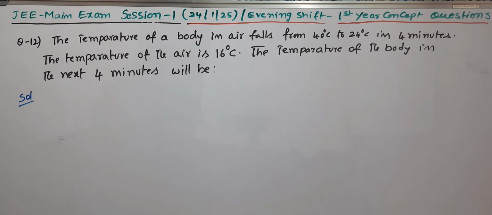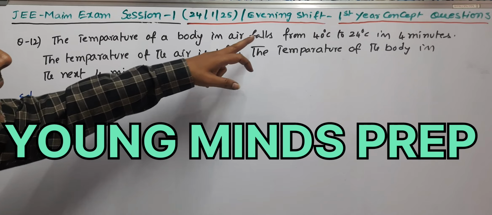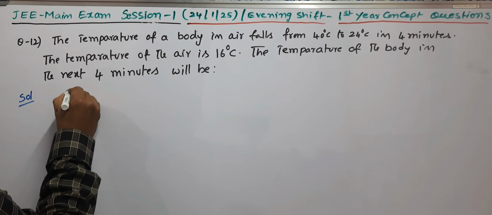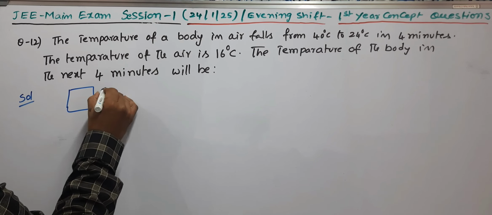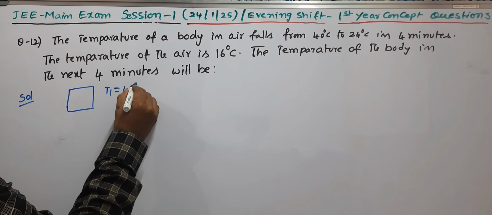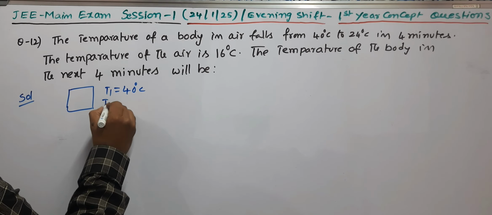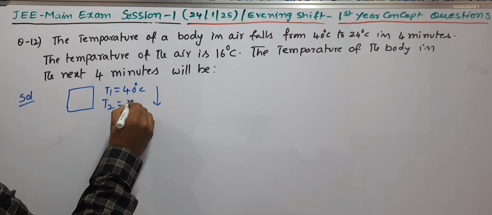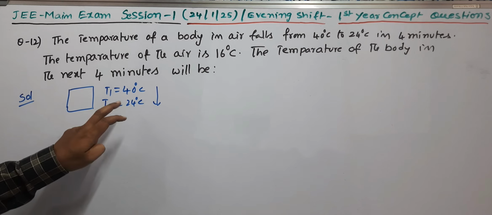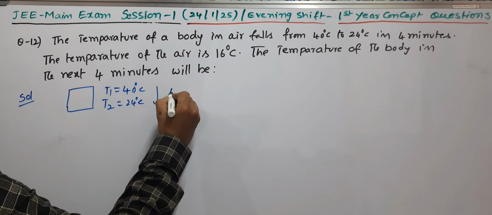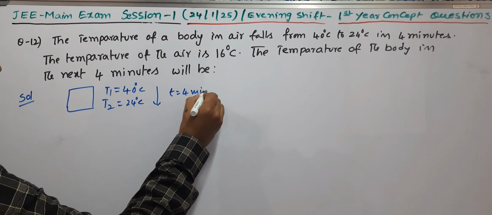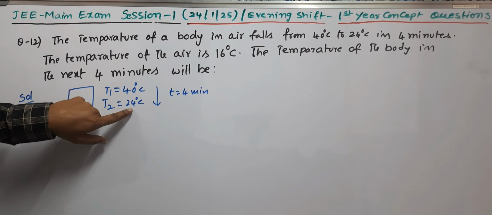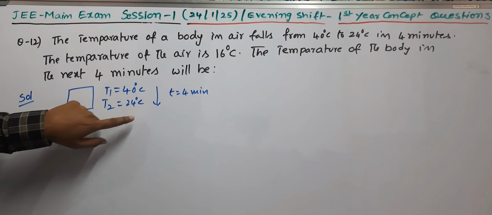Right, the 12th question. The temperature of a body in air falls from 40 degrees Celsius to 24 degrees Celsius. Suppose this is a body, its initial temperature T1 is 40 degrees Celsius, decreasing to 24 degrees Celsius. The time taken is 4 minutes. In this 4 minutes, the temperature of the body falls from 40 to 24 degrees Celsius.